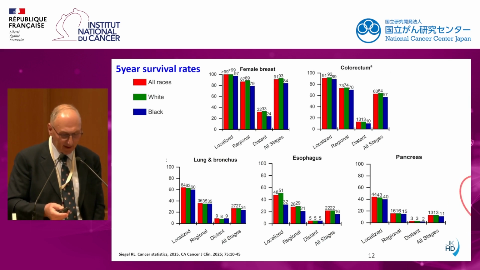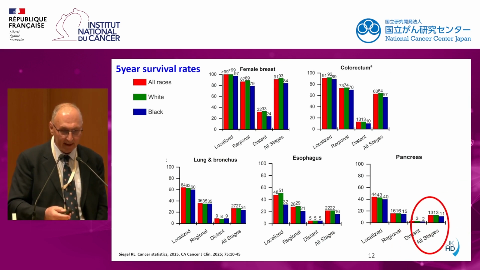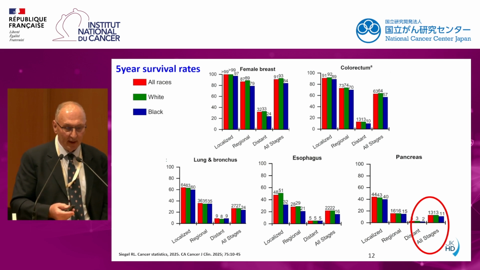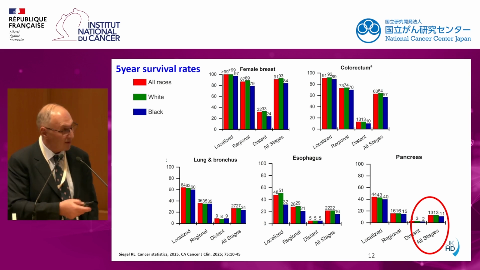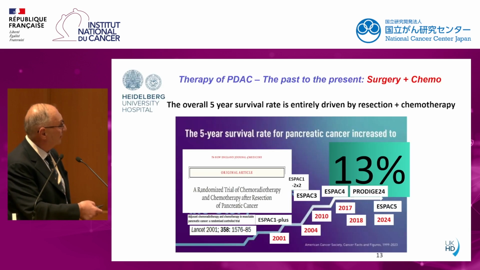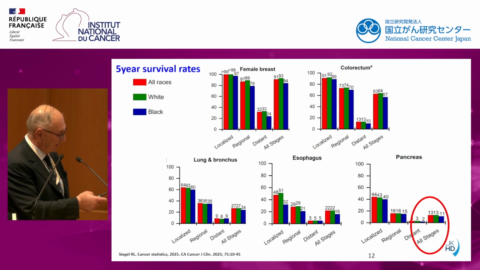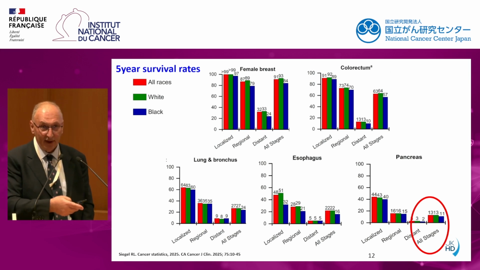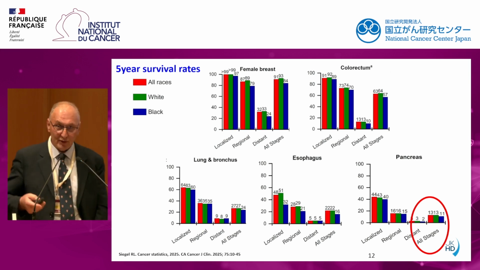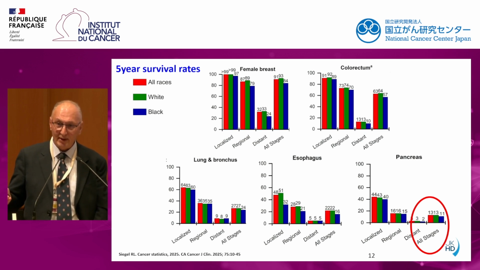So these are the 5-year survival rates of the bad cancers. If you look at pancreas, we're doing okay with the localized resections. Not bad. Huge improvement. When I was training, everyone was dead by 9 months, surgery or no surgery. So this is a big, big change.